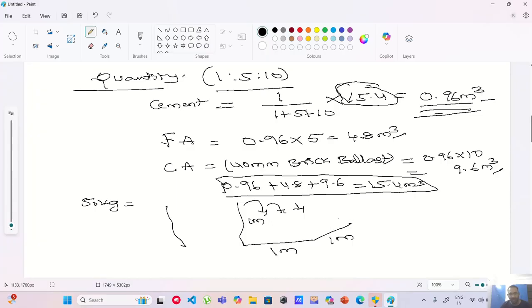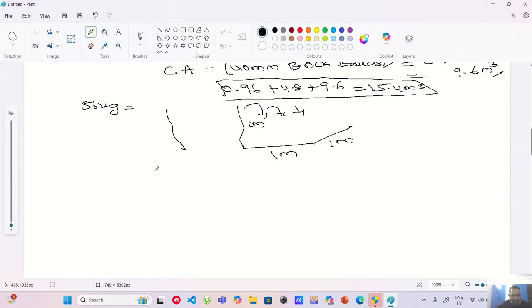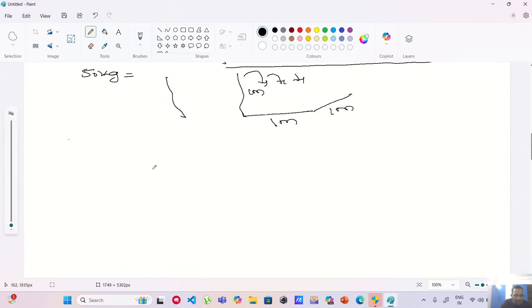This is the cubic meter calculation as per the standard. I am saying clearly, 1 cubic meter requires 1440 kgs of cement, and this is very important for competitive exams. How many kgs for 1 cubic meter of cement? It will be 1440 kgs.